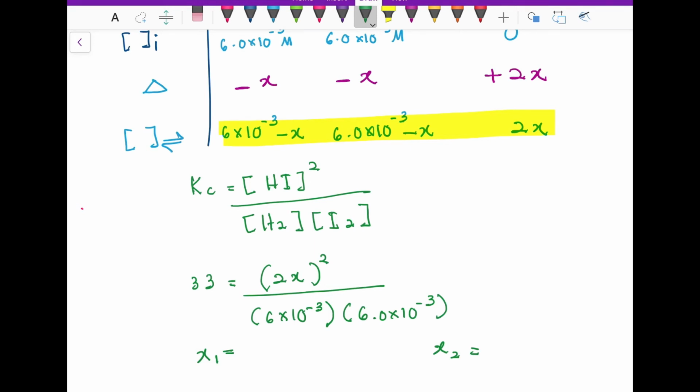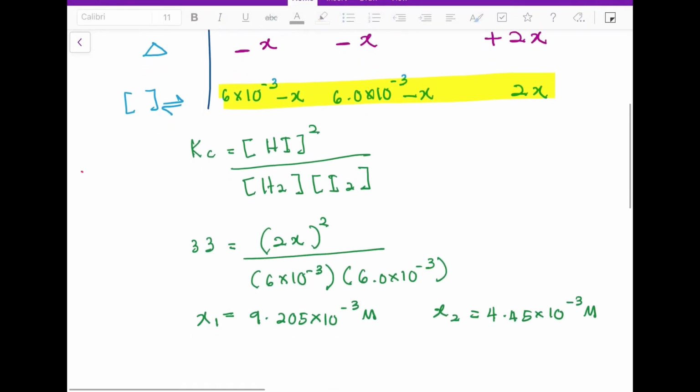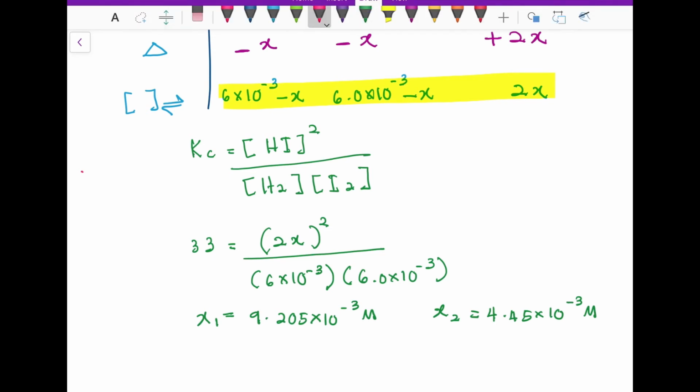Okay. You are supposed to get 2 values of x, but which one is possible? x1 is not possible because the initial concentration is 6.0 × 10^-3. If we put x1 as our change, it is wrong because it will give a negative concentration. So the right value of x is x2. Okay, so this one is not acceptable.